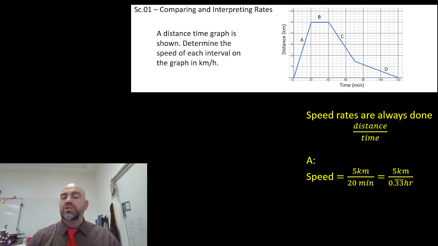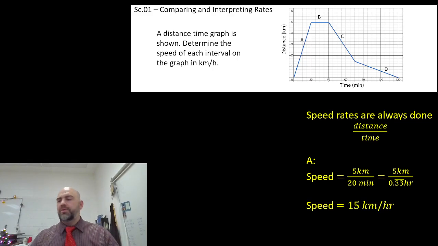Or we can change, and then because we're asked to find it in kilometers per hour, we're going to change the minutes to hours. So 20 minutes is the same as 0.33 hours. When we do the calculations, we're going to get a speed of 15 kilometers per hour. That would be a tough speed to run at for many people.